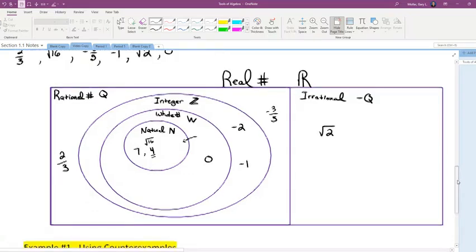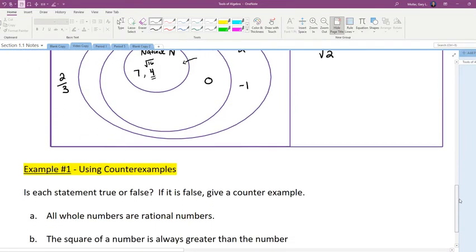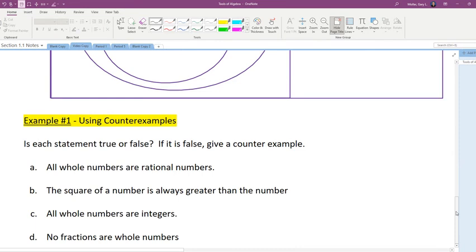Let's move on to the last little thing we're going to do. And I would like you to think about the following statements. Example number 1, using counterexamples. Is each statement true or false? If it is false, give a counterexample. Proving something false is very simple. You just have to find one example of it not being true, and then you can say the whole statement is false. Proving something is true is quite a bit more challenging because you have to show that it works for every single instance. But let's not get ahead of ourselves.